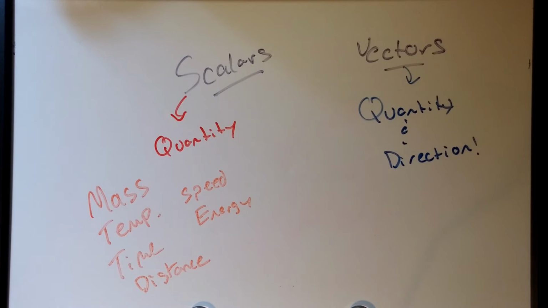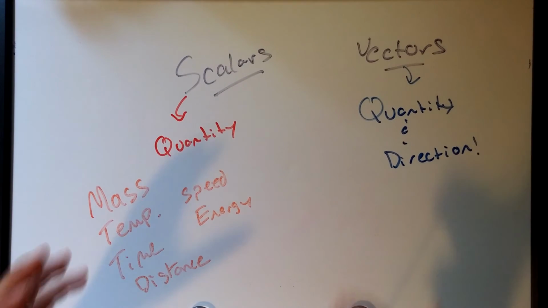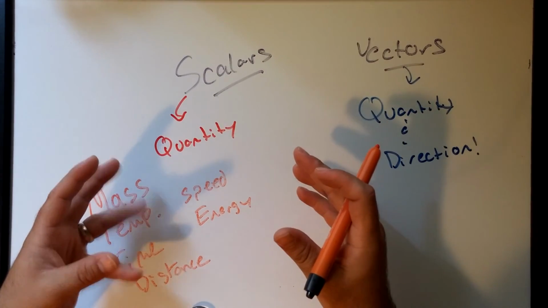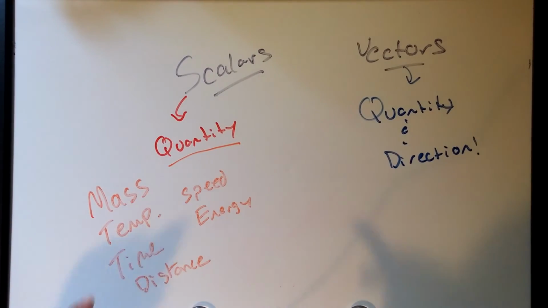If I were to ask you how much mass an object has, you would say an object has a mass of 2 kilograms. There is no direction associated with that, right? It doesn't have 2 kilograms to the left. If I were to ask you what is the temperature? The temperature outside is 22 degrees Celsius. There is no directional information that's needed. It is simply just quantity, okay?